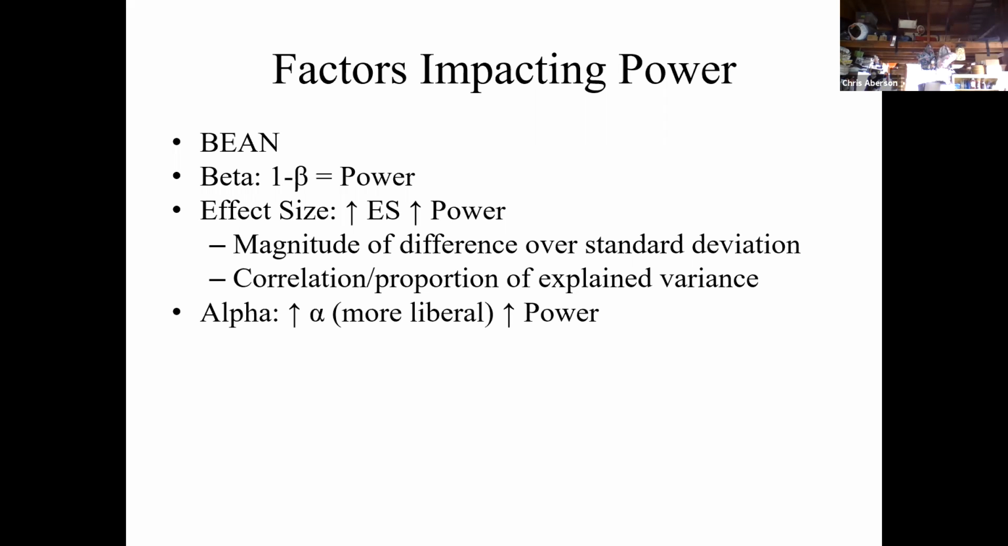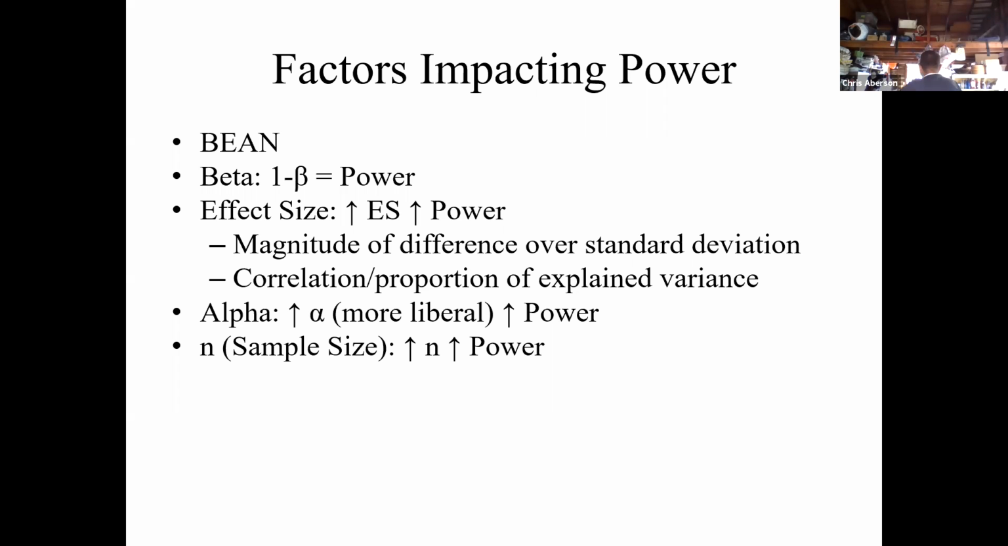Alpha, as alpha goes up, as our tests become more liberal, and this is liberal in the sense that it's easier to reject the null hypothesis, not liberal in the sense that you're going to vote for Joe Biden. As our alpha value goes up, we get more power. As we make it easier to reject the null hypothesis, we're more likely to reject the null hypothesis.